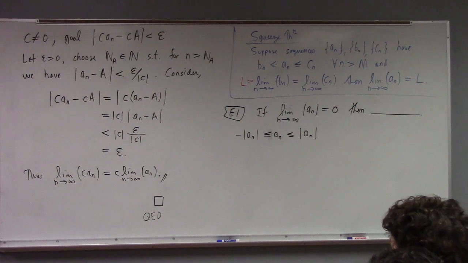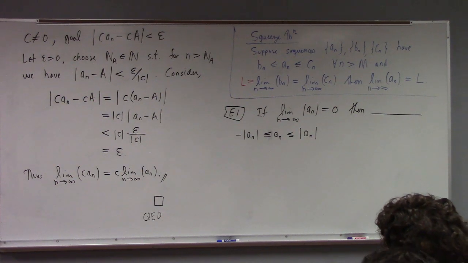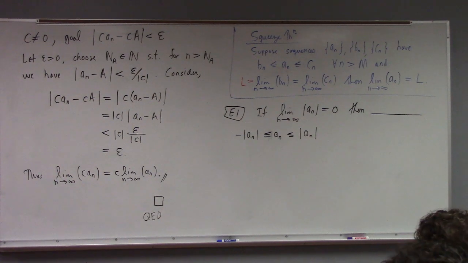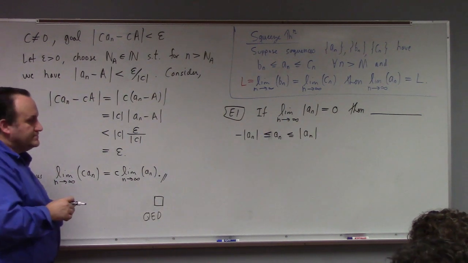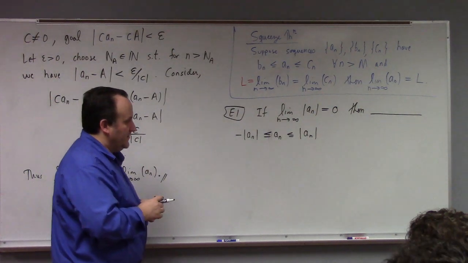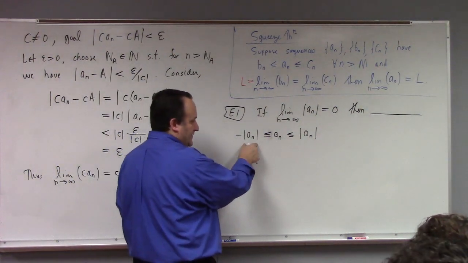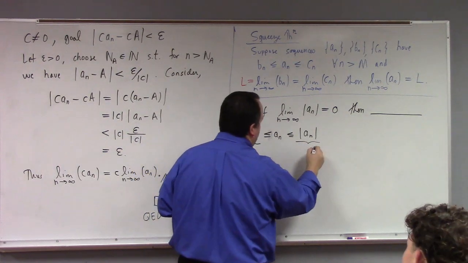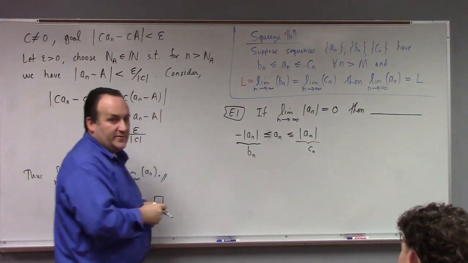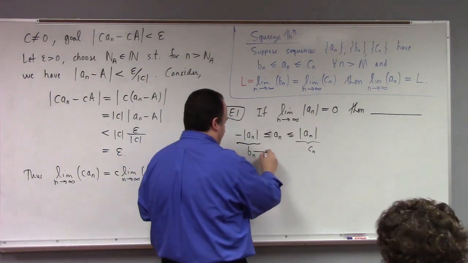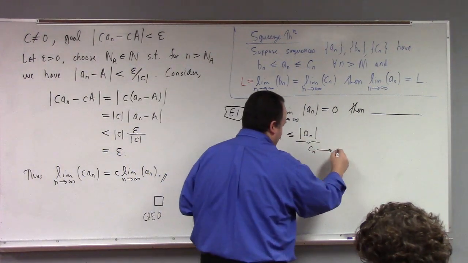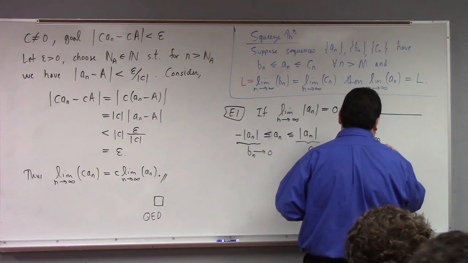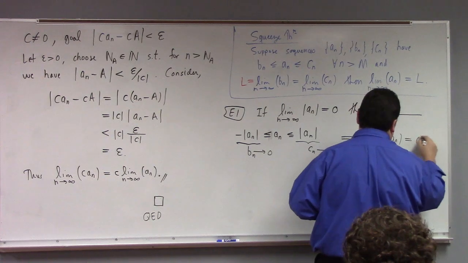Okay, so we're assuming the limit of the absolute value of a sub n is equal to 0. Then what? So we know this one is going to 0. So we can think of this as being the quote-unquote b sub n, and think of this as being the quote-unquote c sub n. And they're both doing what? They're both going to 0. So by the squeeze theorem, we have the limit as n goes to infinity of a sub n is equal to 0.